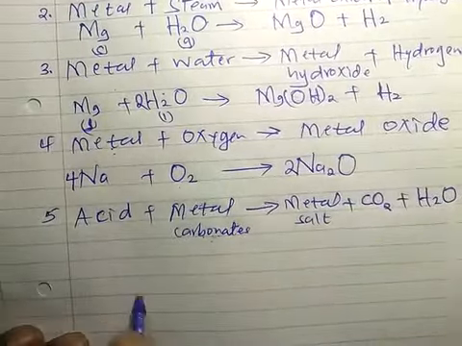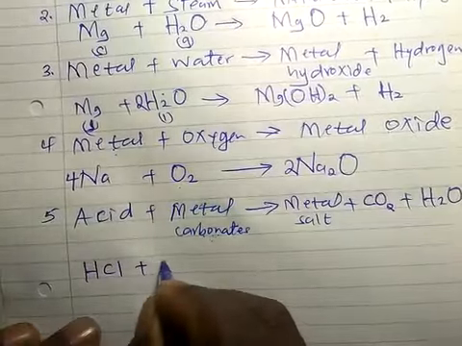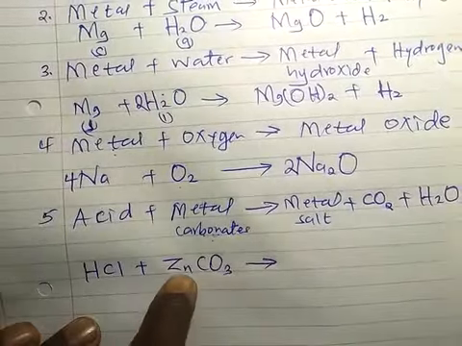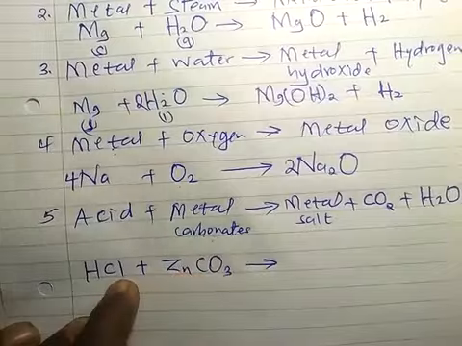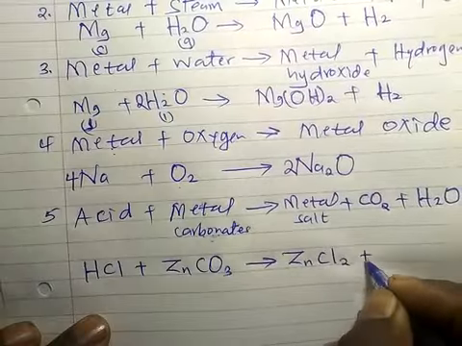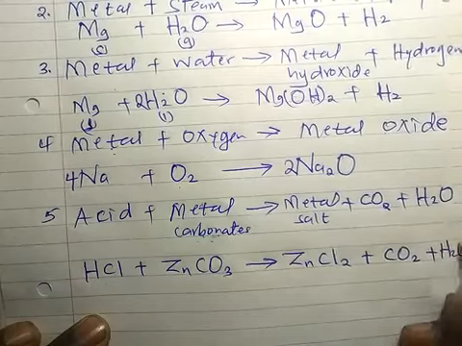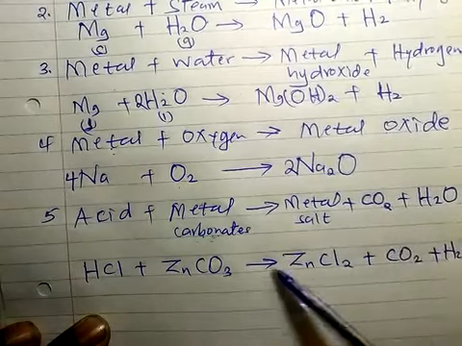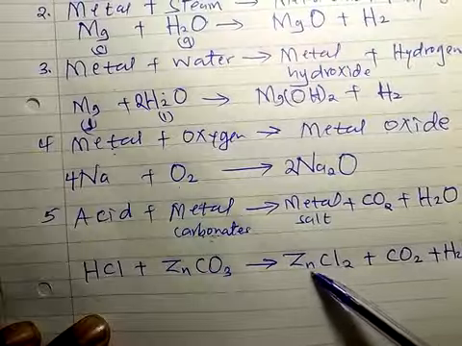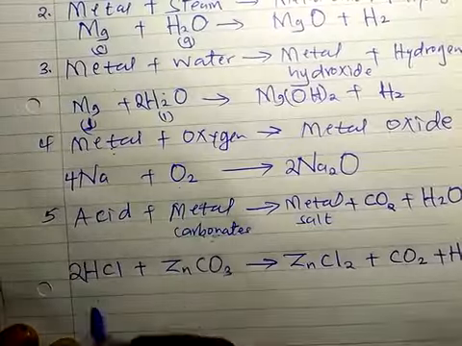For example, let me use HCl plus zinc carbonate. It will form zinc chloride, because the chloride will come from here. It will form zinc chloride plus CO2 plus water. So as you can see, this part is permanent. Any carbonate with an acid will form this. The only difference will be on the salt side. So we will put 2 here to balance the equation.